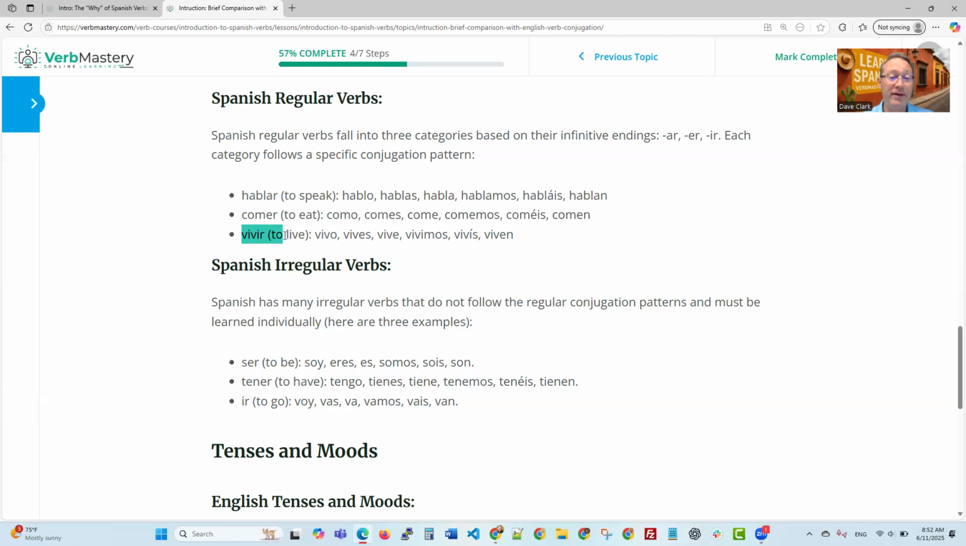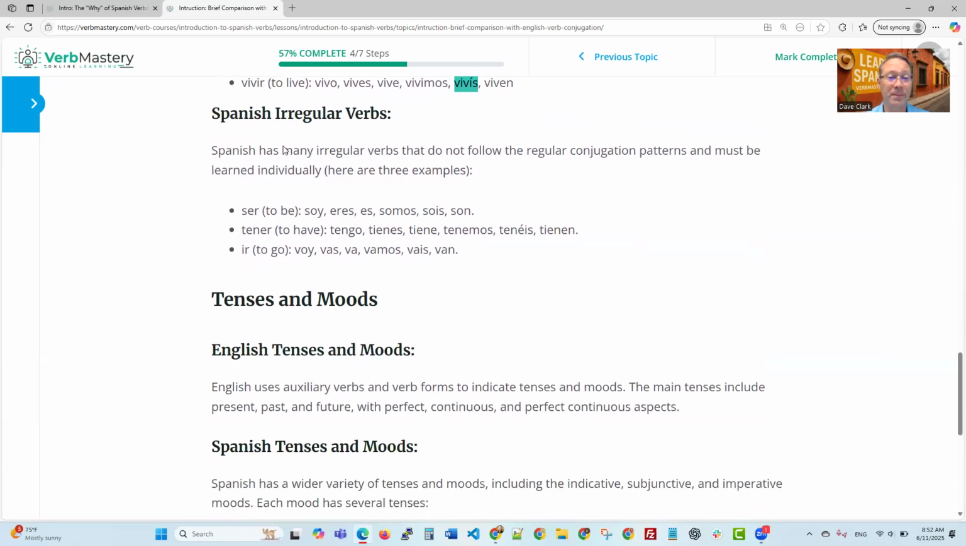And vivir, to live, is an IR verb, right? It ends in IR. Unlike the other ones, hablar is AR, comer is ER. This is an IR verb. Notice the differences. There's vivo, vives, vive, vivimos, vivís, and viven. Notice it's pretty similar to the ER verbs with just a couple of differences, like here and here, in the nosotros and vosotros forms.